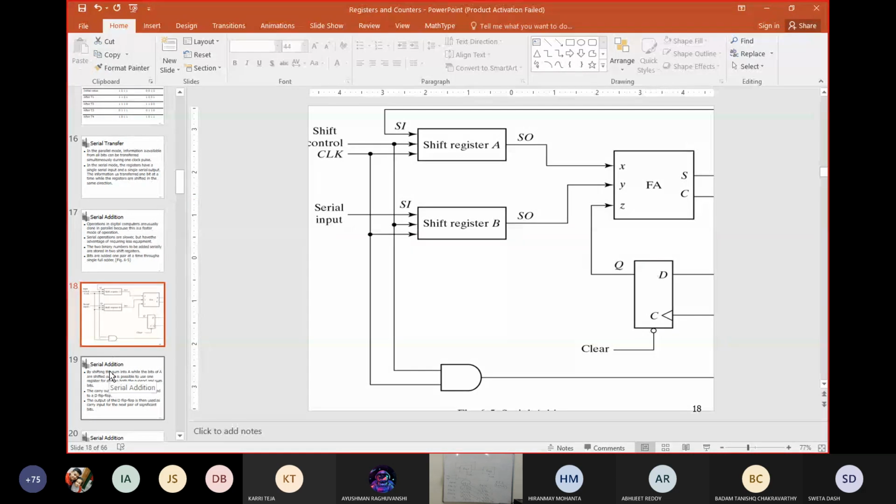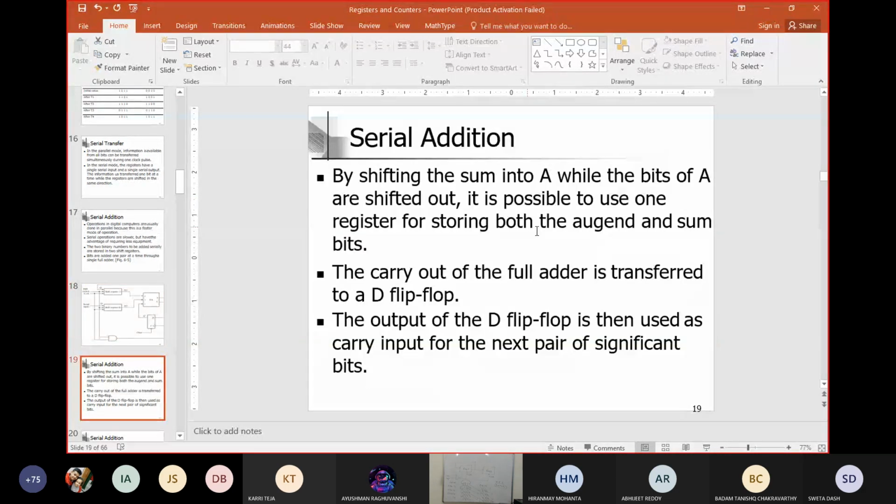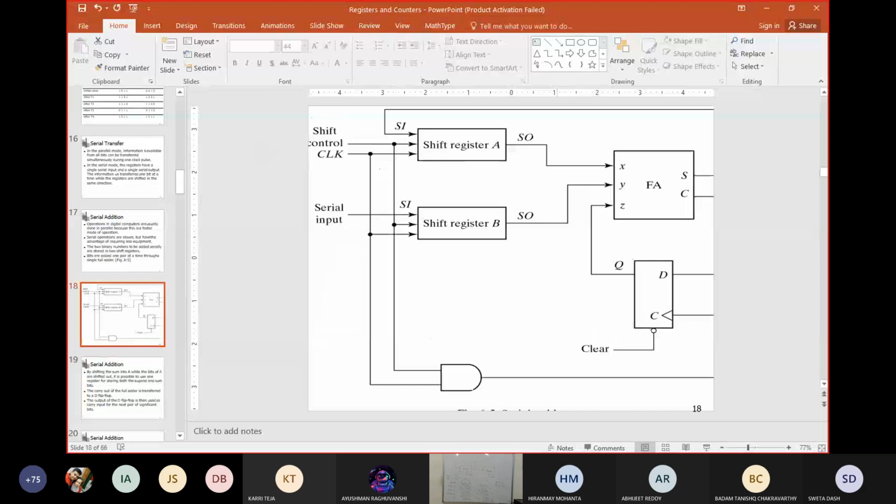Okay. I'm just showing the explanation. Just see this. The carry out of the full adder is transferred to the D flip flop. The output of the D flip flop is then used as a carry input to the next pair of significant bits. So now you can understand what the connection is, isn't it?